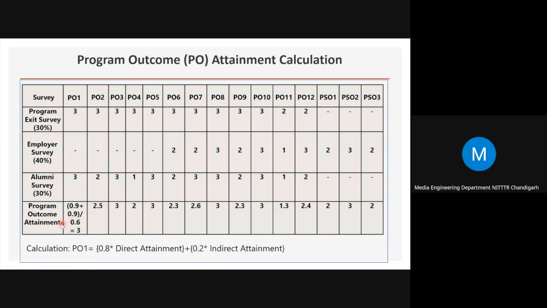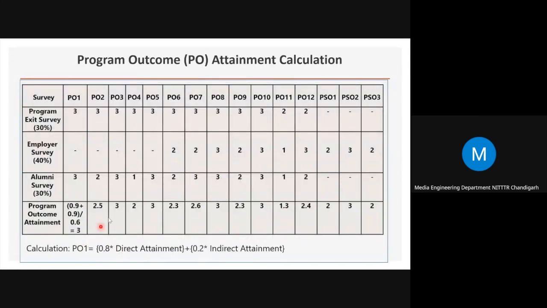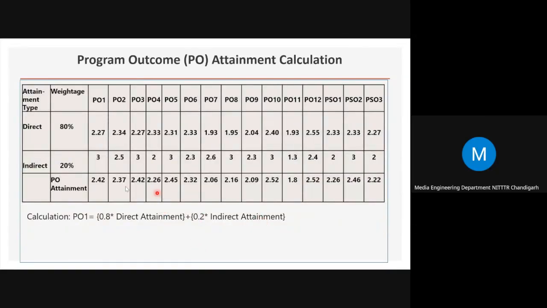So now we have PO attainment based on indirect methods, and in the previous slide we have seen PO attainment from the direct method. Finally we need to calculate the overall PO attainment based on both direct and indirect methods. Generally, the trend is that more weightage is given to the direct attainment part and less weightage to the indirect attainment part. So here you can see 80% weightage has been given to the direct assessment part, and indirect has been given 20%.